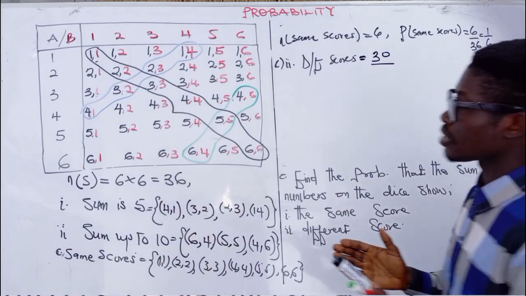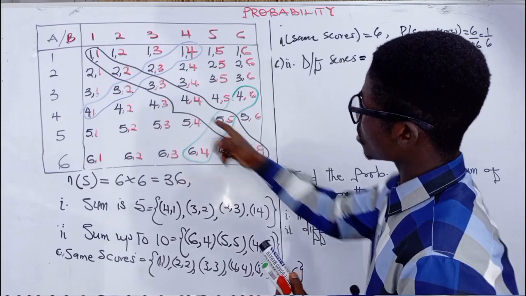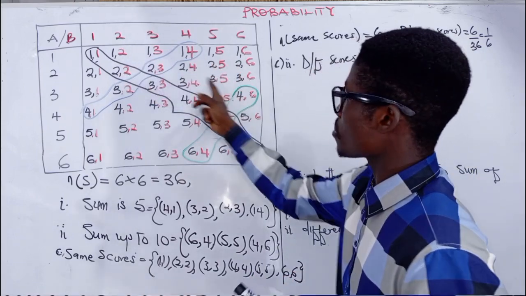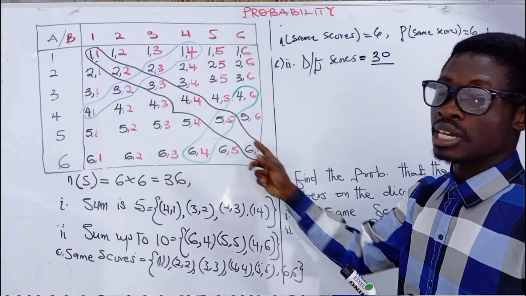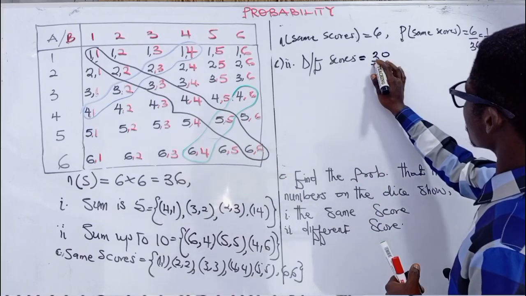You can count them one after the other. You can count all of these outcomes with the exception of those pairs of outcomes in this diagonal line, and you are going to get 30.